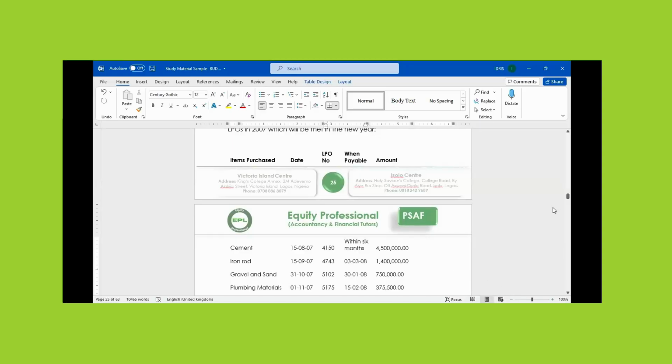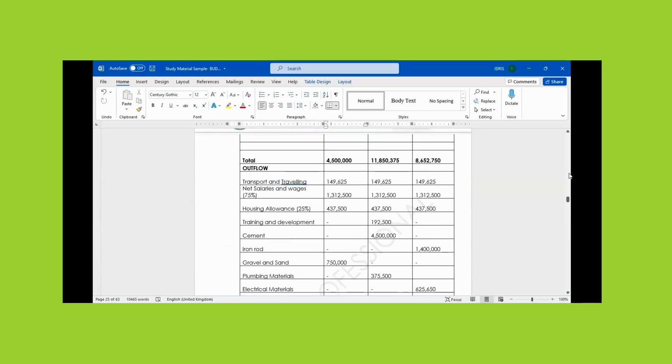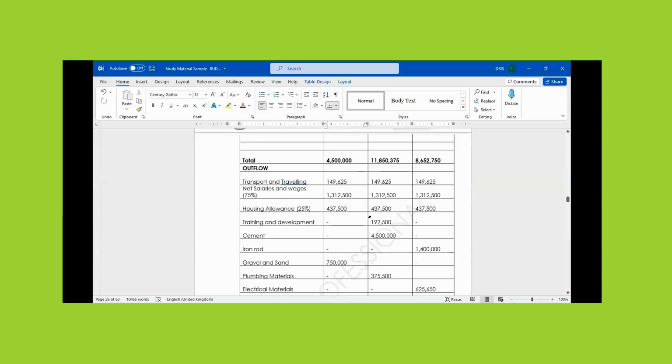So under our outflow, this cement, we will put it under February. Do we understand the question? Yes. That is what the examiner wants. Outflow, cement, February, 4.5. Can we all see that under the solution?